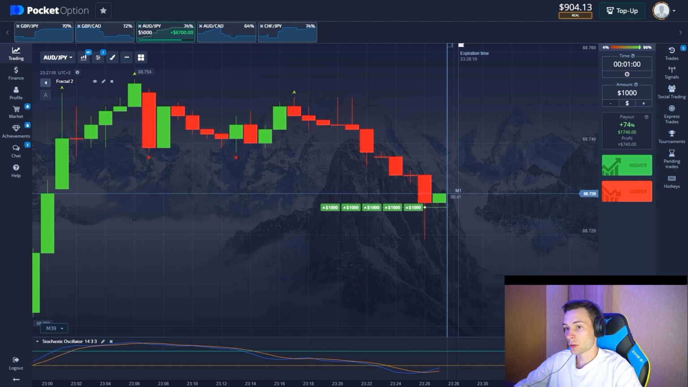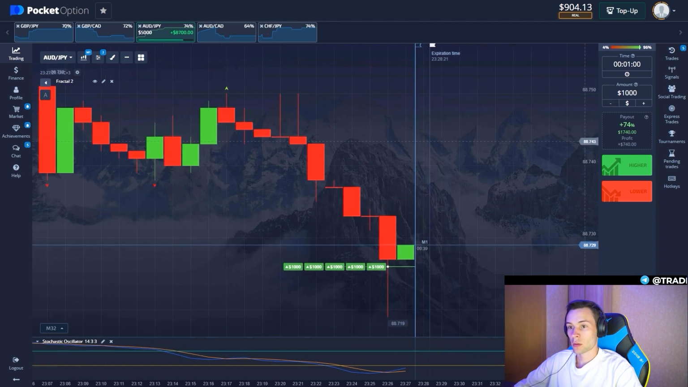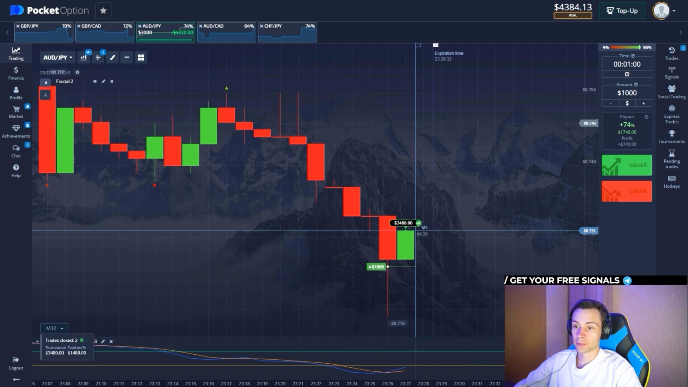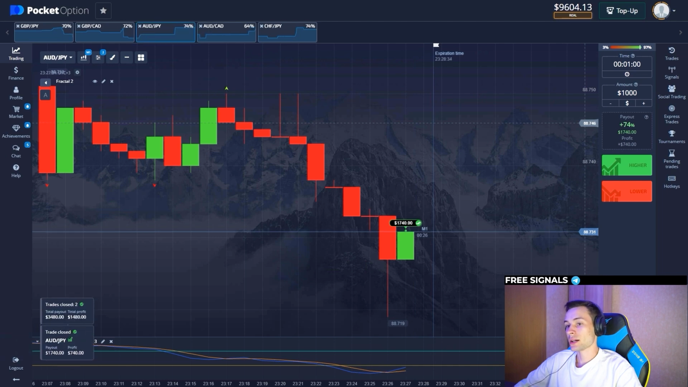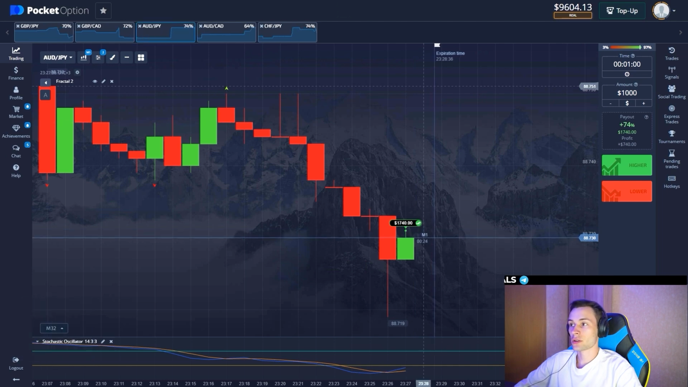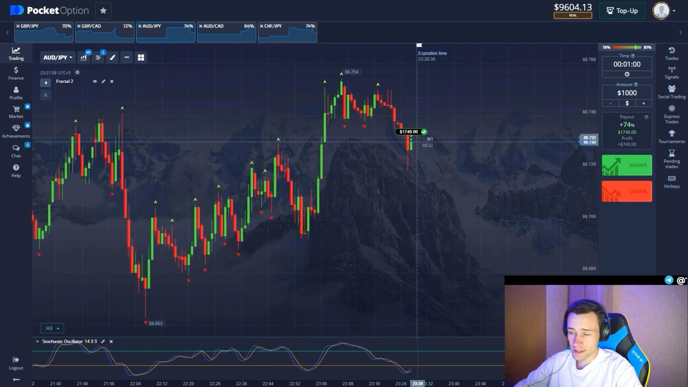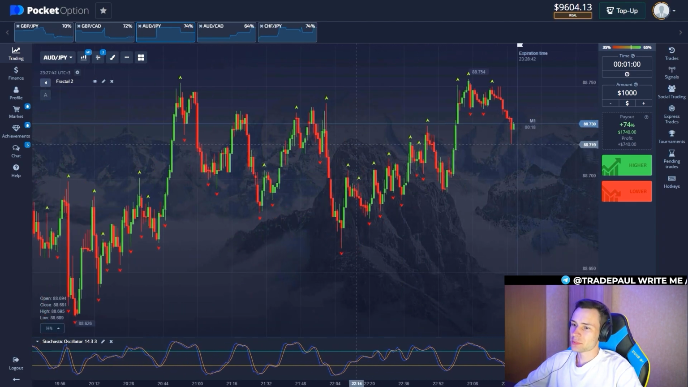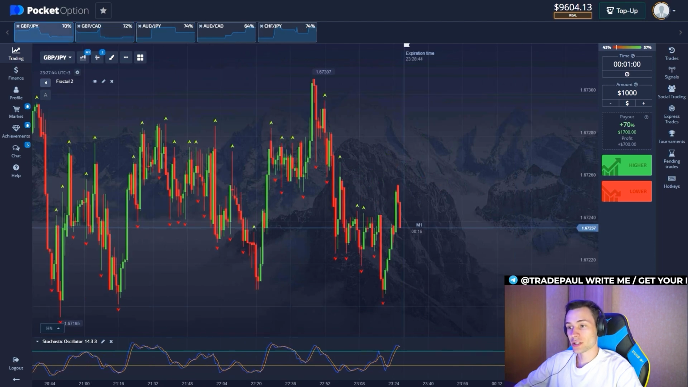Yep. This pump looks amazing, exactly as we predicted. All the positions ended up in profits. Yep. And we got almost $10,000. Yep, $10,000 on the balance, and I guess it's enough for today because the market is kind of unpredictable now because it's almost night.